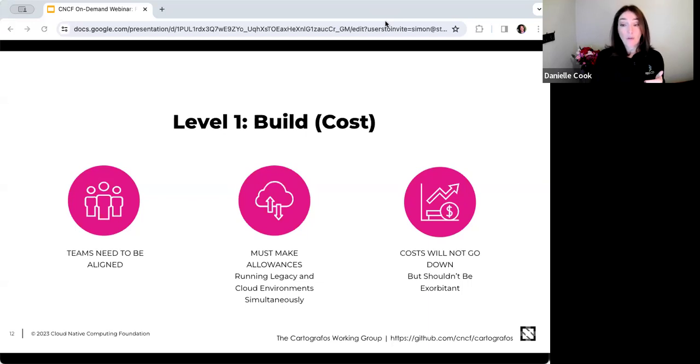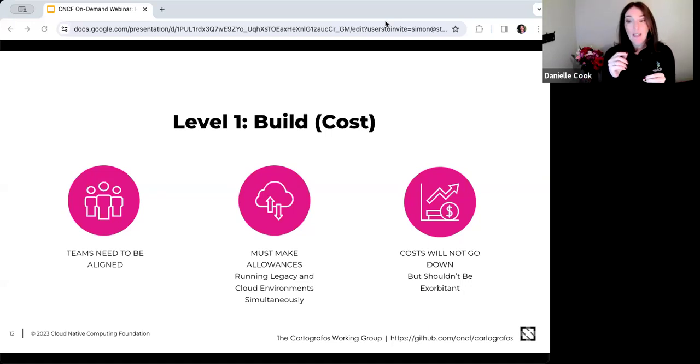Unfortunately, unless you're a net new business, you're going to be running legacy infrastructure and cloud environments simultaneously. If you've communicated to the business that cloud native is going to save you money, you're going to need to better align on that, because you might have to be running both of those environments. Everything's going to be more expensive. So that needs to happen early when you are looking at this.